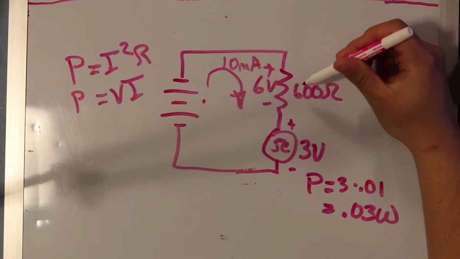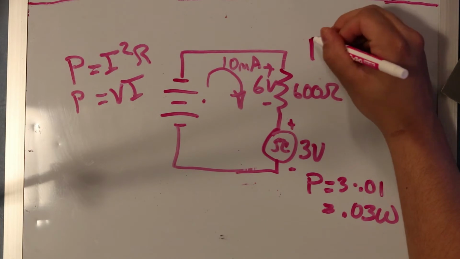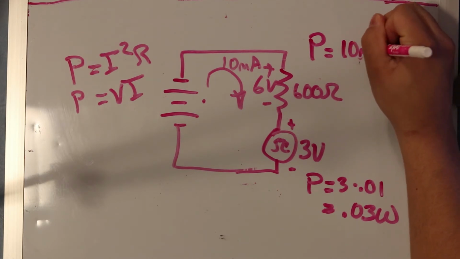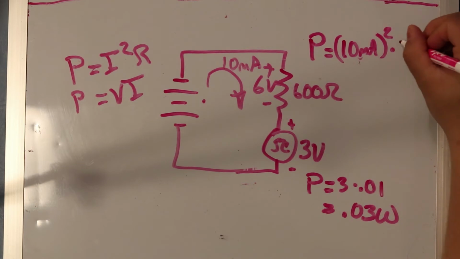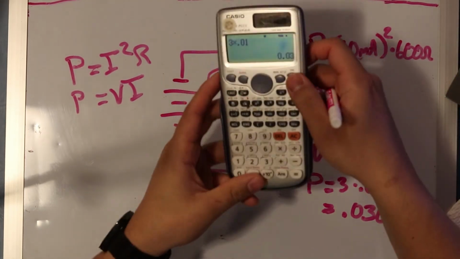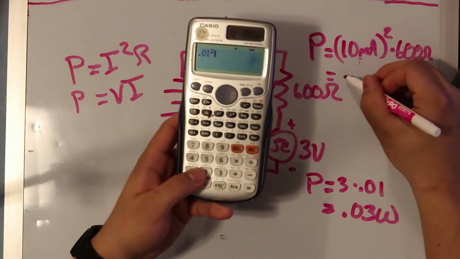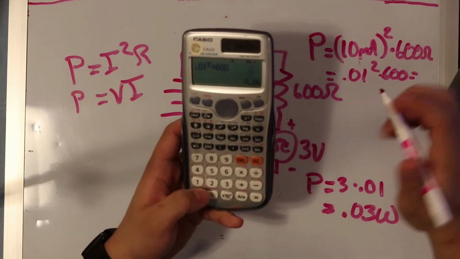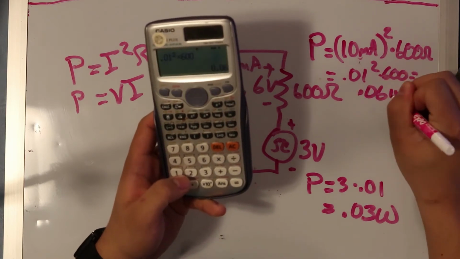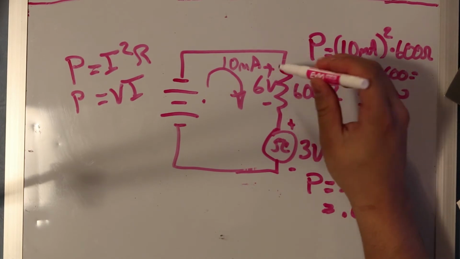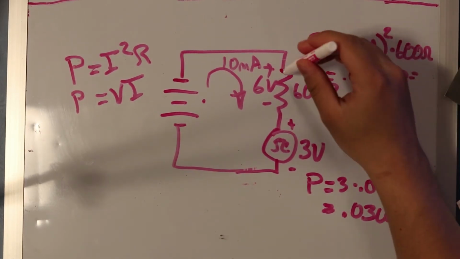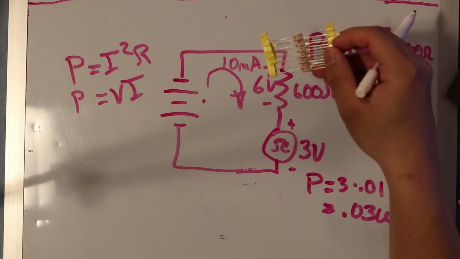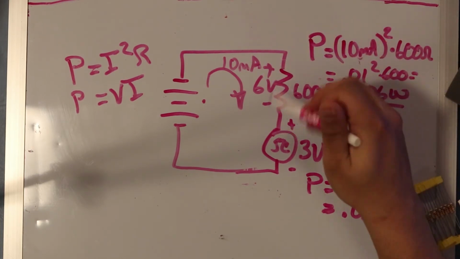Now, if we wanted to do the same calculation for the resistor, we could also do the other formula, which is basically power is equal to I squared R, which is basically 10 milliamps squared times the resistance, which is 600 ohms, which is equal to 0.01 squared times 600, which is equal to 0.06 watts. So basically, if the manufacturer of the resistor told us that it has a certain power rating, most resistors, like these ones over here, have a quarter-watt power rating. So 0.06 watts across this resistor is perfectly fine.